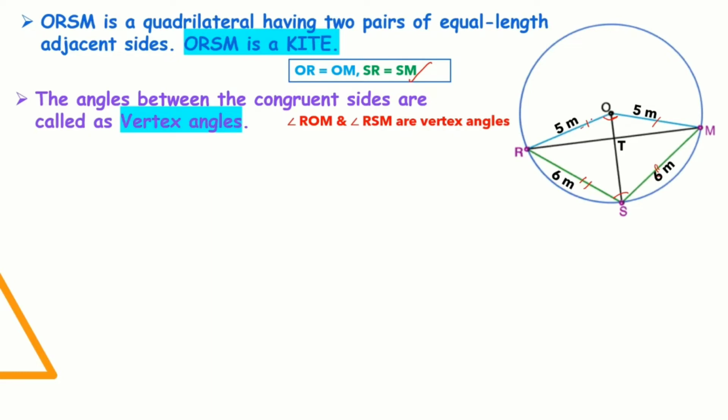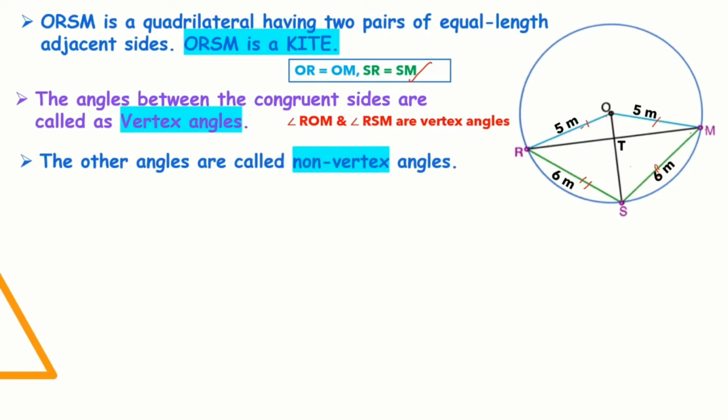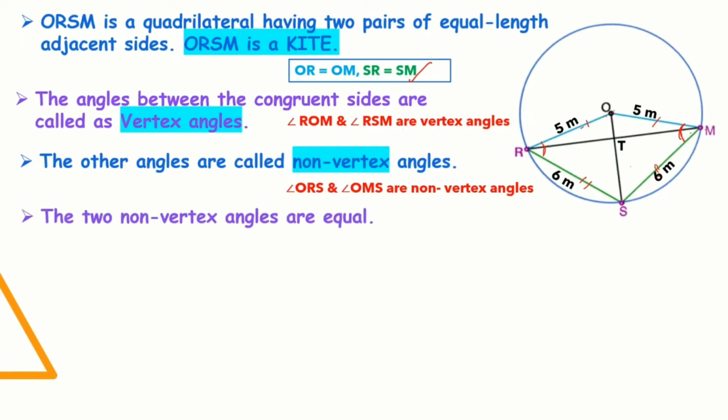These are the congruent sides, OR and OM, and in between this, we are having angle ROM, and similarly, in between RS and SM, we are having angle RSM. So these two angles, these are known as vertex angles. And the other two angles are called as non-vertex angles. That is, in the figure, angle ORS, that is this one, and angle OMS, these are non-vertex angles, and the property of non-vertex angles is that they are equal to each other. That is angle ORS is equals to angle OMS.